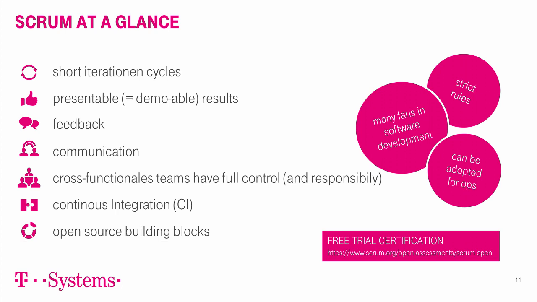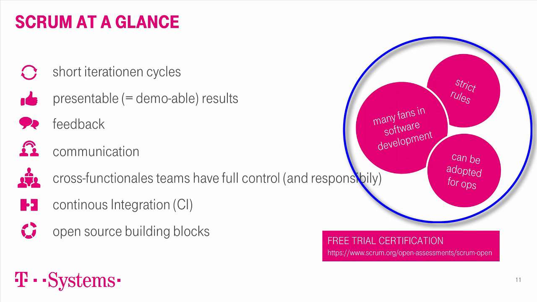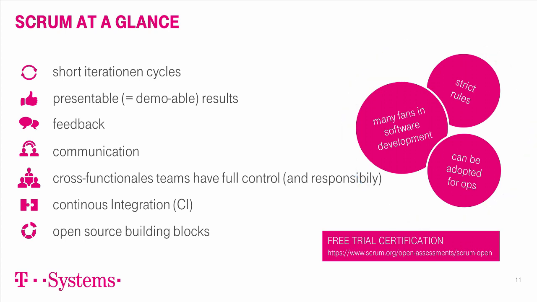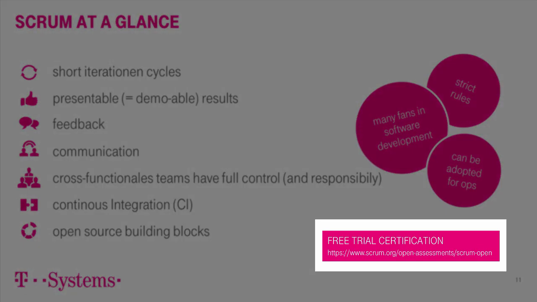So, all in all, Scrum comes with strict rules. It has many fans in software development, but it can also be adopted to operation tasks as well, especially if you work hand in hand together with different people from different former departments like operations, development. This is where the term DevOps comes from. As a final remark, if you want to have a look into the actual Scrum, you can be certified. And there's a free trial, and I give you the web address here.